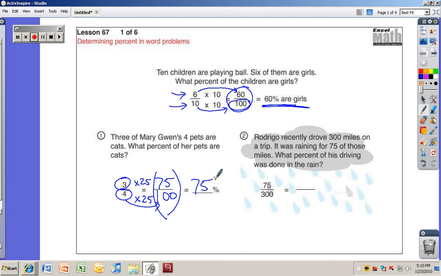Pause the video and then turn it on when you're ready to see the solution. Rodrigo recently drove 300 miles on a trip. It was raining for 75 of those miles. What percent of his driving was done in the rain? That's out of 100. How do we go from 300 to 100, which is percent means out of 100? We divide by 3. What's 75 divided by 3? That's 25. So the answer is 25%.